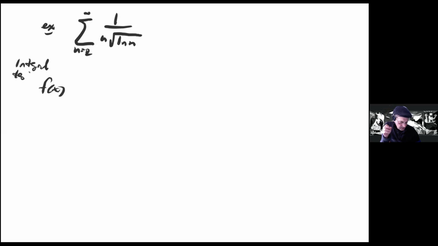Okay. So let's try the following example. The sum n goes from 2 to infinity of 1 over n times the square root of ln of n. All right. I look at this and I say, aha, there's not much we can compare this to, so we're not going to use any comparison test. We could try the ratio test, but I think the easiest thing is going to be the integral test. So we want to look at the function 1 over x times the square root of ln of x. Now this is clearly decreasing.